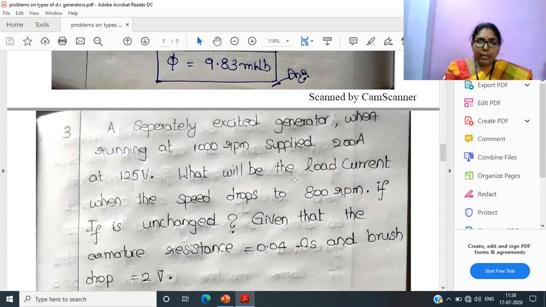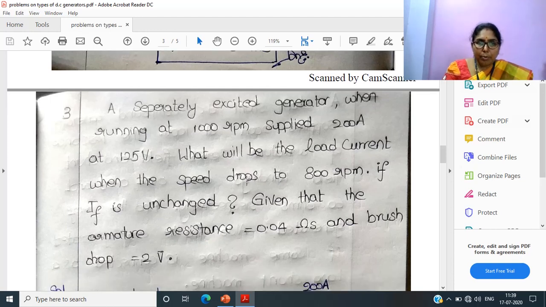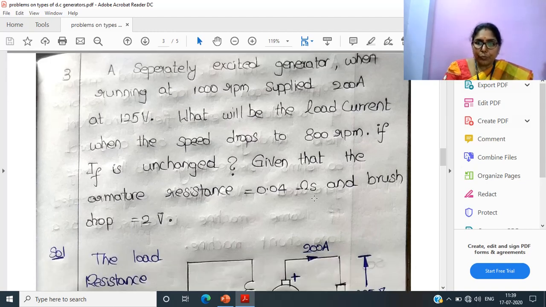Now we'll move on to the next problem. This is on a separately excited generator. I'll read out the problem here. A separately excited generator when running at 1000 rpm supplies 200 amperes at 125 volts. What will be the load current when the speed drops to 800 rpm, if IF is unchanged, meaning the field current is not changed, given that the armature resistance is 0.04 ohms and the brush drop is 2 volts?